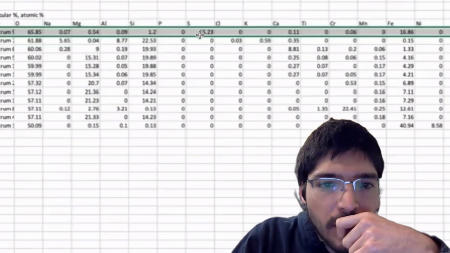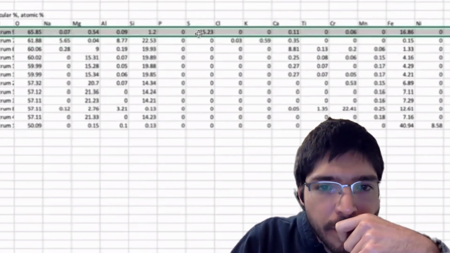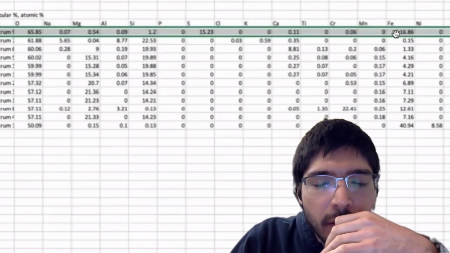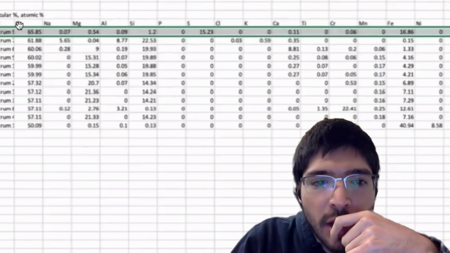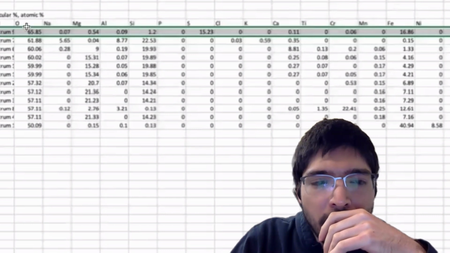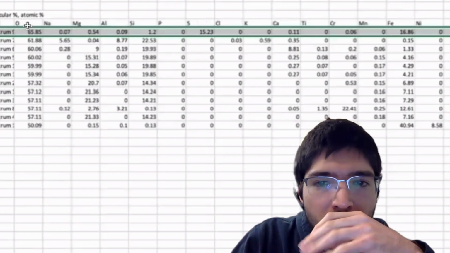So you can see it's got, let's see, if we just look at it right here, it's got a lot of sulfur, a lot of iron. Because it's in atomic percent and not weight percent element, the oxygen in here is just going to show, even though we know that this mineral phase is a sulfide, so it shouldn't really have oxygen in it. It just reports that there's oxygen.